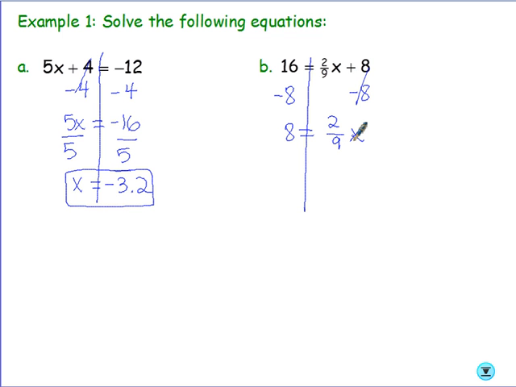Now fractions are everybody's, I guess, scared element. This is a very easy thing to get rid of. To get rid of fractions, you simply use what we call the reciprocal. We're going to take this 2 over 9 and we're going to flip it over. We're going to make it 9 over 2 on both sides. That makes all of this cancel. That leaves us with x. And on the other side, if you type in your calculator 9 divided by 2 times 8, you get 36.